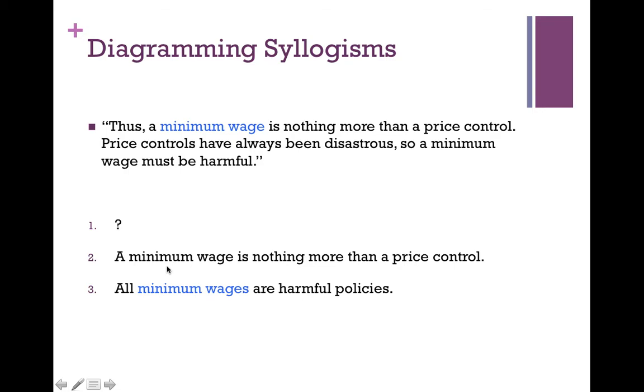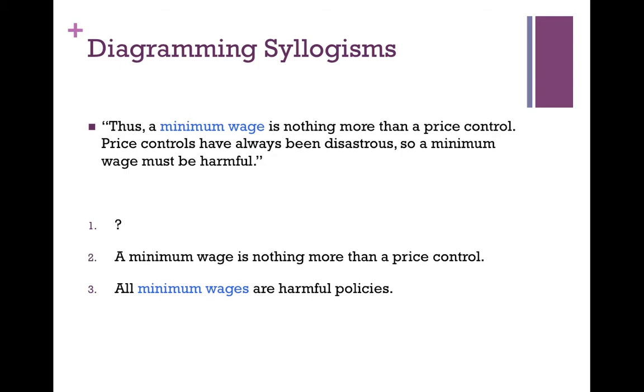But notice that this is also not in standard form. We don't have our quantifier here. And also, nothing more than a price control, that doesn't name a class. Now, you might see this word nothing and you think, oh, this is negative. But truthfully, it's not. At the end of the day, when you say a minimum wage is nothing more than a price control, all you're really saying is all minimum wages are price controls.